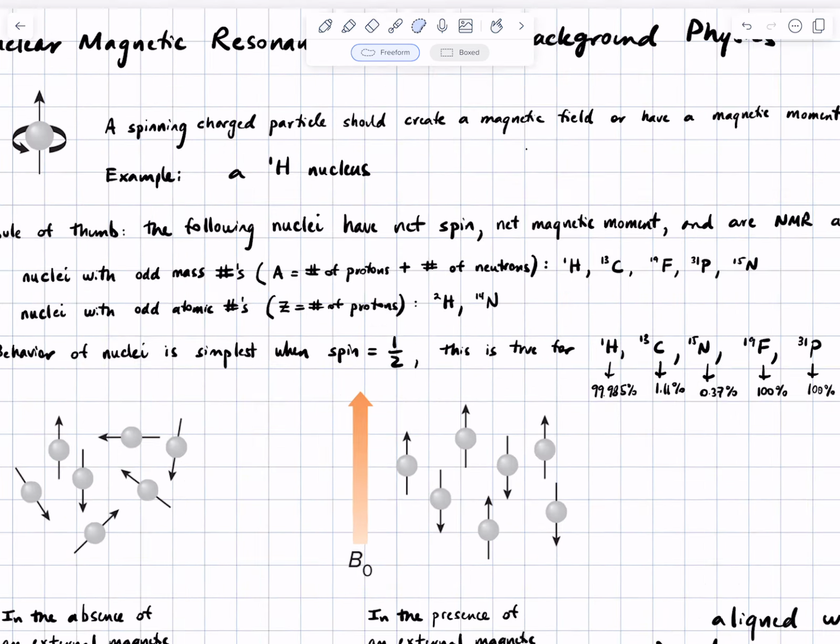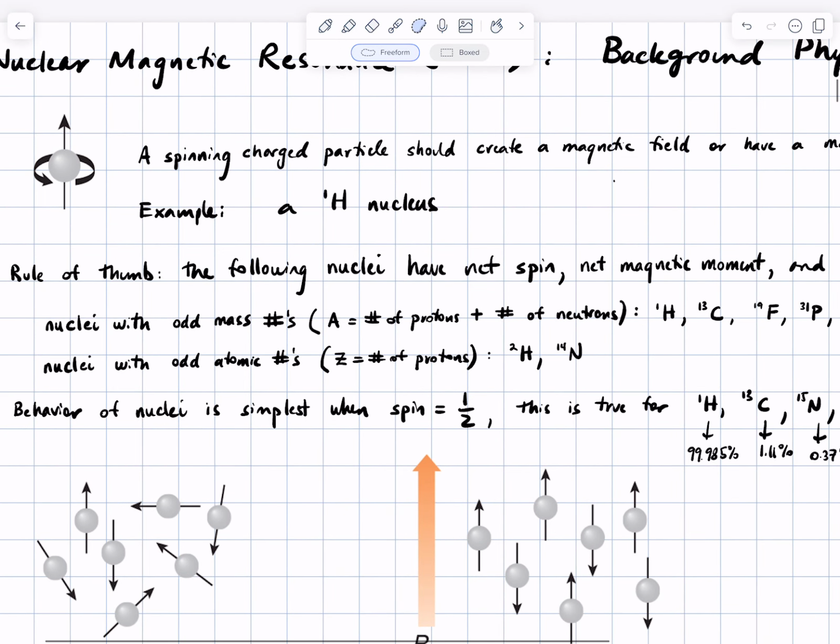Nuclei with odd mass numbers and odd atomic numbers have net spin. So just look at some of the things that are on the list. Hydrogen, carbon, that covers most of the stuff that's in organic molecules. Fluorine, phosphorus, nitrogen. You don't need to know this really, but nuclei can have spin numbers that are 1/2 or 1 or 3/2 or so on. It's not worth really knowing at this level, but the nuclei that are easiest to analyze are those that have spin 1/2.